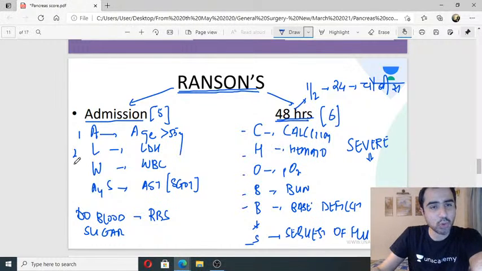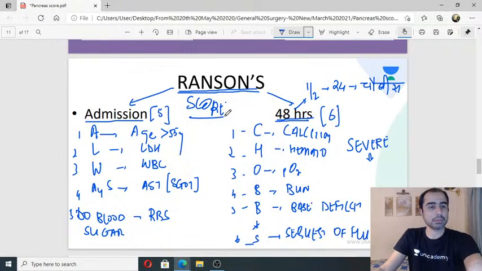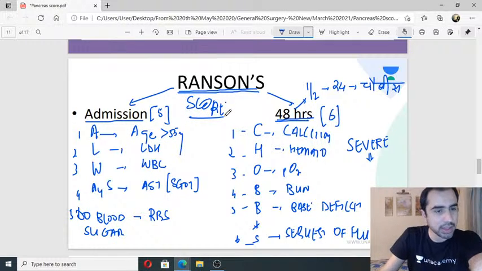So there is 1, 2, 3, 4, 5. 5 components on admission and 6 components at 48 hours. How many should be there to be labeled as severe acute pancreatitis? What should be the score to say he has severe acute pancreatitis according to the Ranson score? Yes, easy, very easy, absolutely easy. More than or equal to 3.